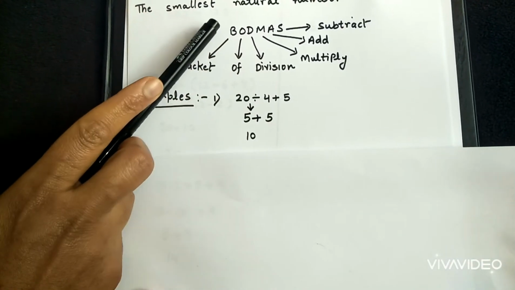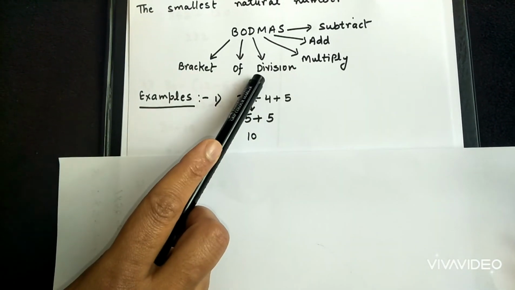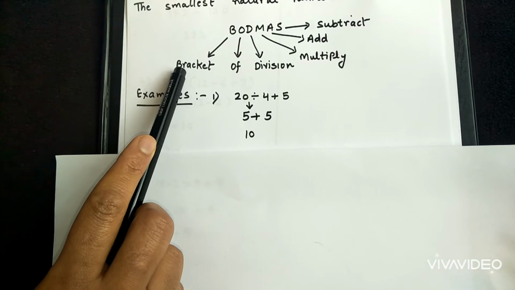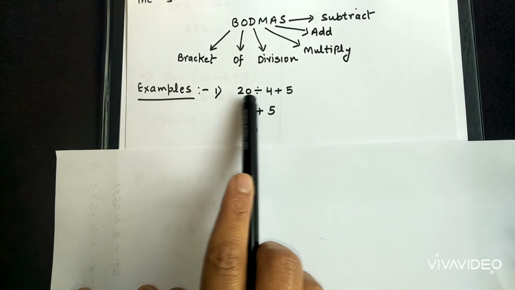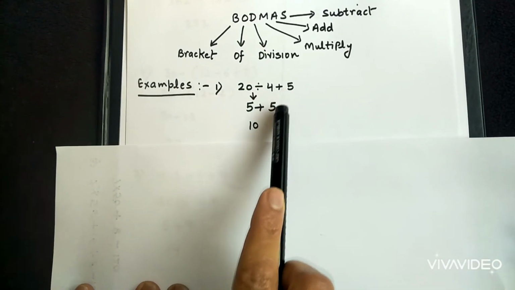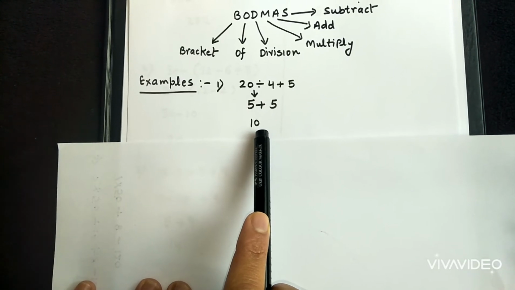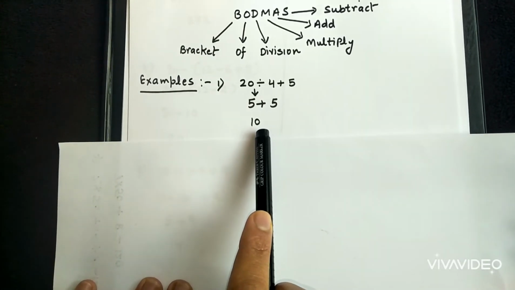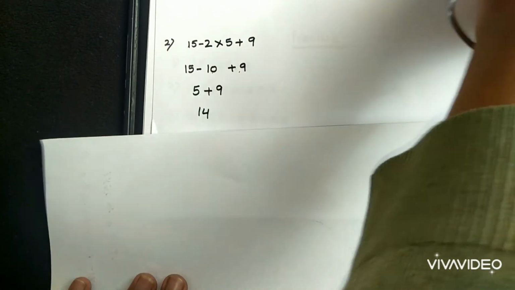If we use that formula, it gives us division first because we don't have any bracket in this question. So we will solve division first. That gives us 5 and then we will add the remaining 5. That gives the answer 10. I think that's simple enough and you understand it well. Now proceed to the next one.